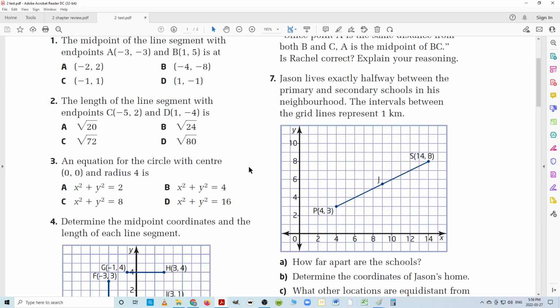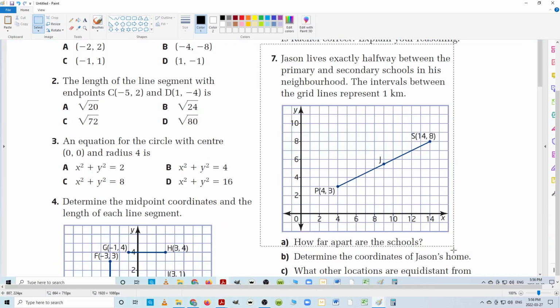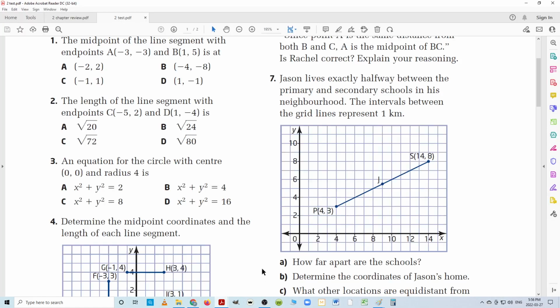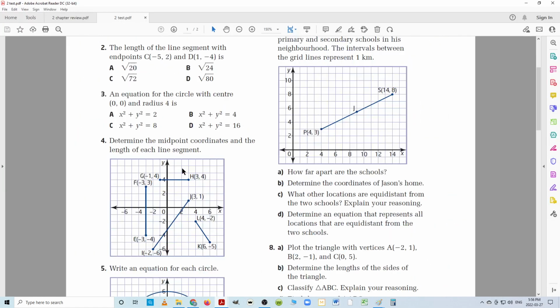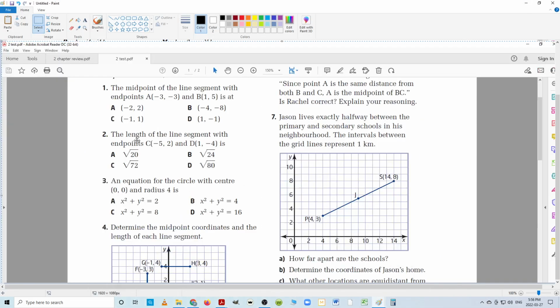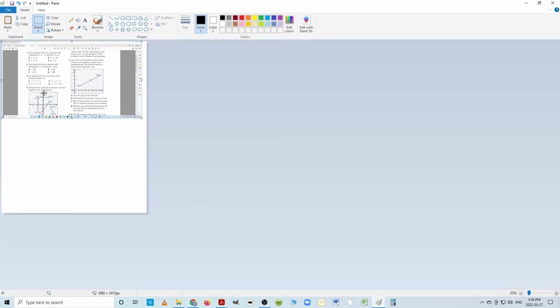Jason lives exactly halfway between his primary school and his other school. Now be careful, because these questions are always going to want you to answer more than one thing. So be careful. And again, I'm just having technical difficulties. I have to pull this all the way down. There, let's try this again. There we go.